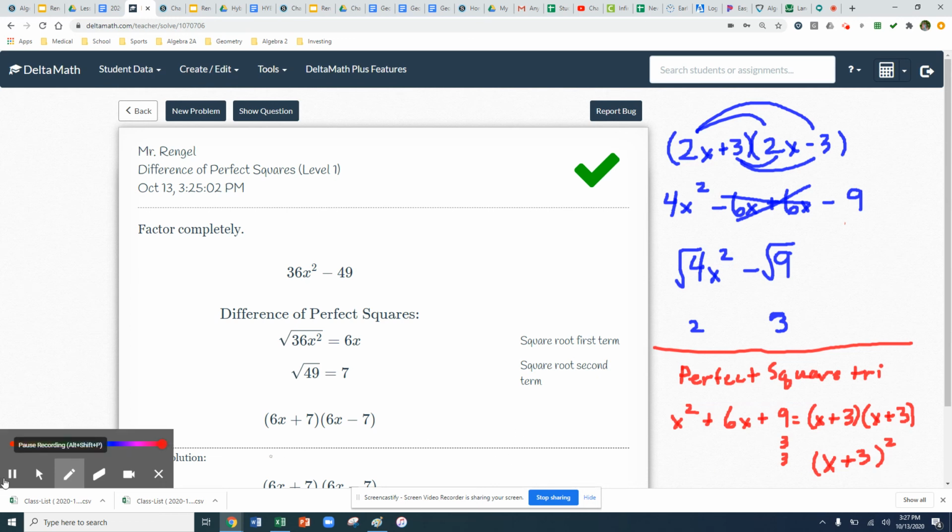So that concludes day 2 of factoring. This is hopefully some review and hopefully freshens up some of your factoring skills. But we will continue to use these skills throughout the year. So it's definitely a very important skill as we continue.